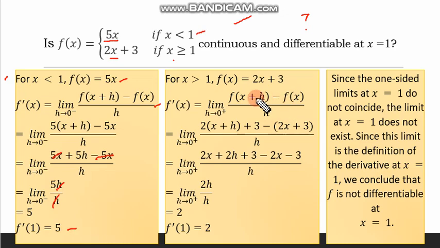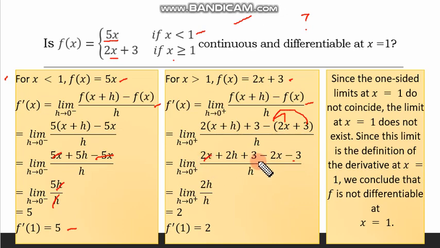Next is the right side. If x is greater than 1, we will use 2x plus 3. So using the same definition of the derivative, the limit of the function now, 2x plus 3, is 2 times x plus h plus 3 minus the 2x plus 3, all over h, as h approaches 0 plus. So 2 times x plus h is 2x plus 2h plus 3, and then minus 2x and minus 3, all over h as h approaches 0.